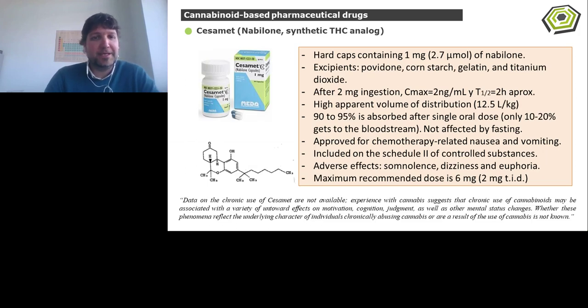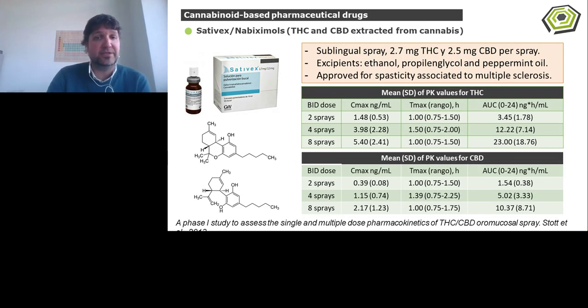Nabilone is an analog. This is a synthetic molecule that is different in its structure from THC. But basically, the way of administration is the same. It's ingested as a hard cap, and the results are more or less the same as for THC. The only thing is it's a synthetic compound. It's approved also for chemotherapy-related nausea and vomiting, and it's a Schedule II controlled substance instead of a Schedule III or Schedule I in case of natural THC. Still, adverse effects are somnolence, dizziness, and euphoria, which are common to cannabis and cannabinoids.